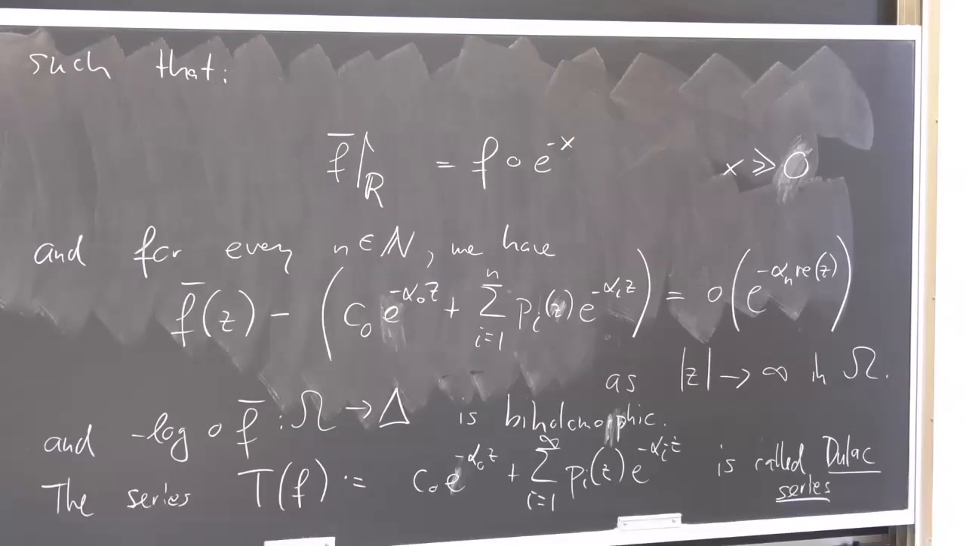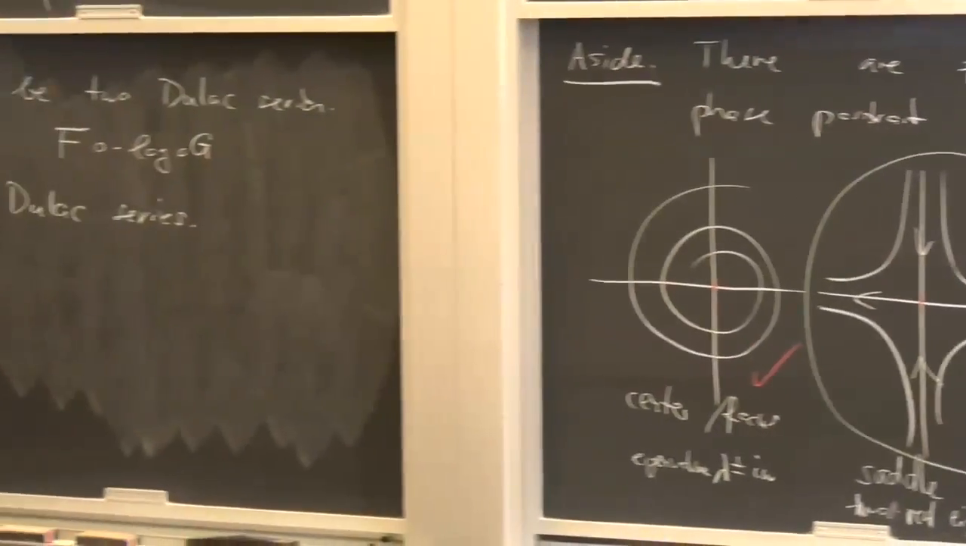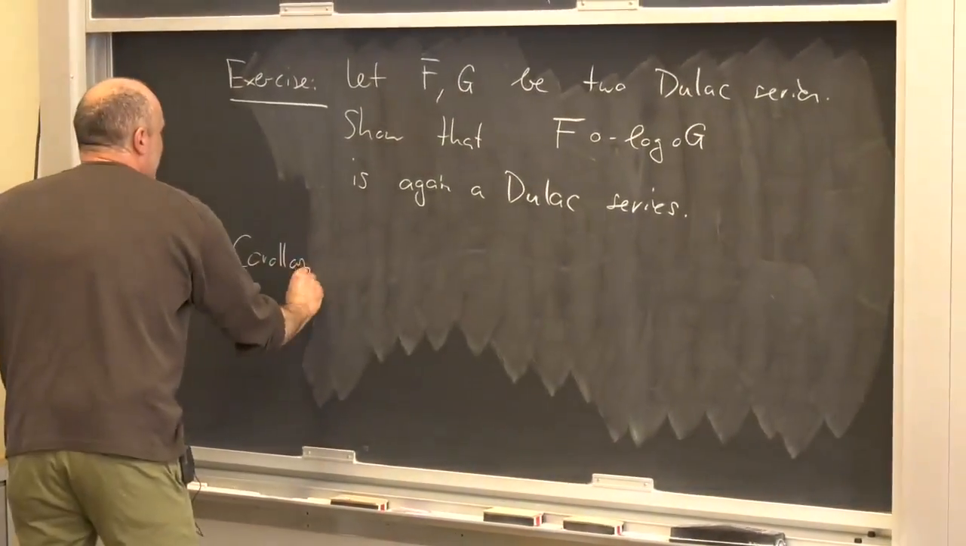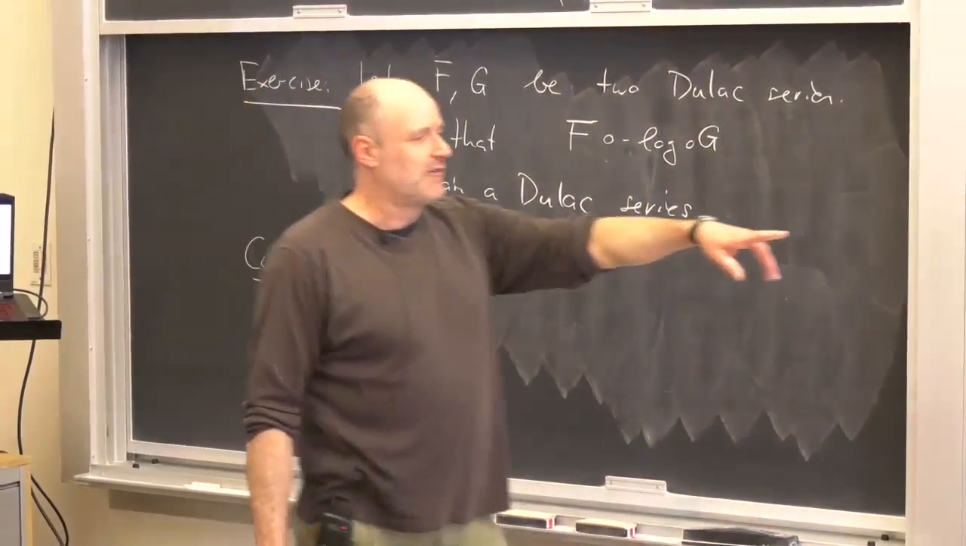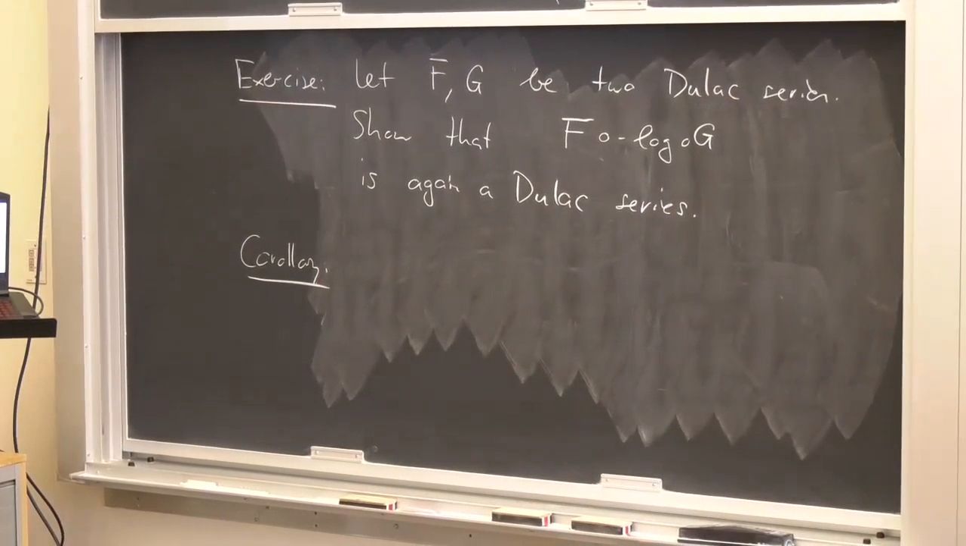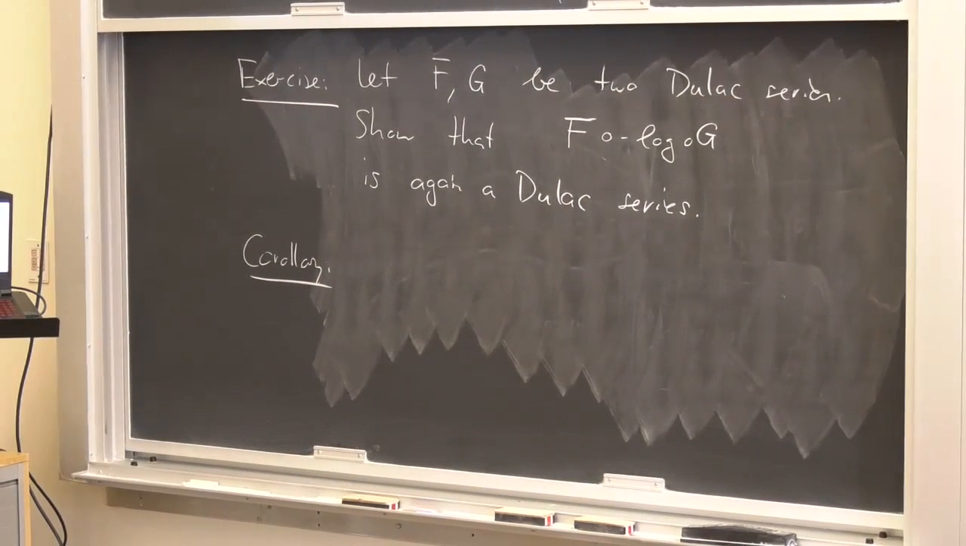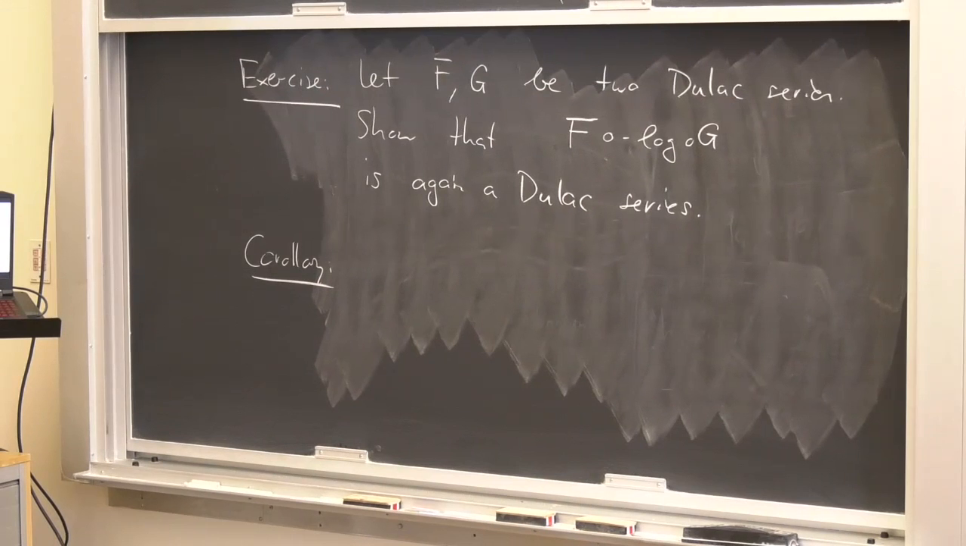And in fact, compositional inverses stay in here. Well, that's a little tricky. What do I mean by compositional inverse? The thing is, why do I have to insert this minus log here? That's because I'm in the logarithmic chart. What this means, if you put this together with that formal observation, is that the composition of two almost regular germs is almost regular.